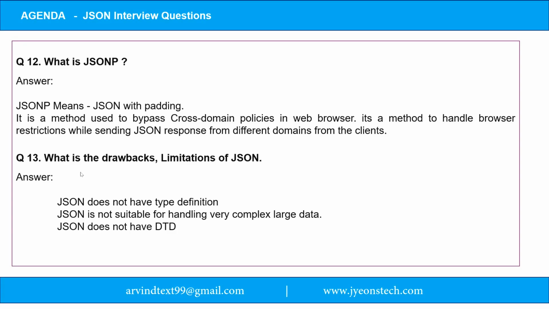So the next question is, what are the drawbacks and limitations of JSON? JSON does not have type definition. JSON is not suitable for handling very complex large data. JSON does not have DTD.